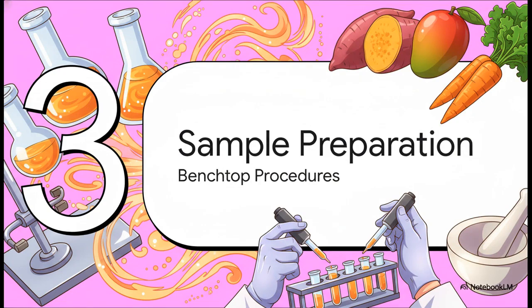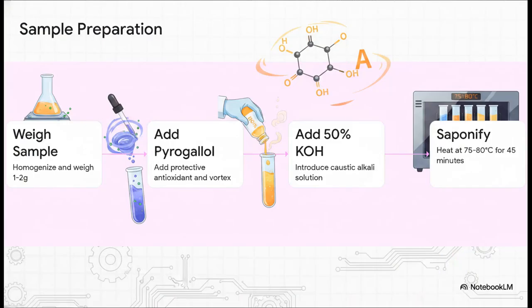On to Section 3. Step-by-step sample preparation and benchtop procedures. Following the standard procedures from Agilent and the FSSAI, we kick things off by meticulously weighing out just 1 to 2 grams of our thoroughly homogenized sample into a flask or centrifuge tube. We add our protective pyrogallol antioxidant, give it a good vortex, and then drop in that caustic 50% KOH. After that, the whole mixture gets baked in an incubation oven at 75 to 80 degrees Celsius for exactly 45 minutes to completely obliterate that food matrix.